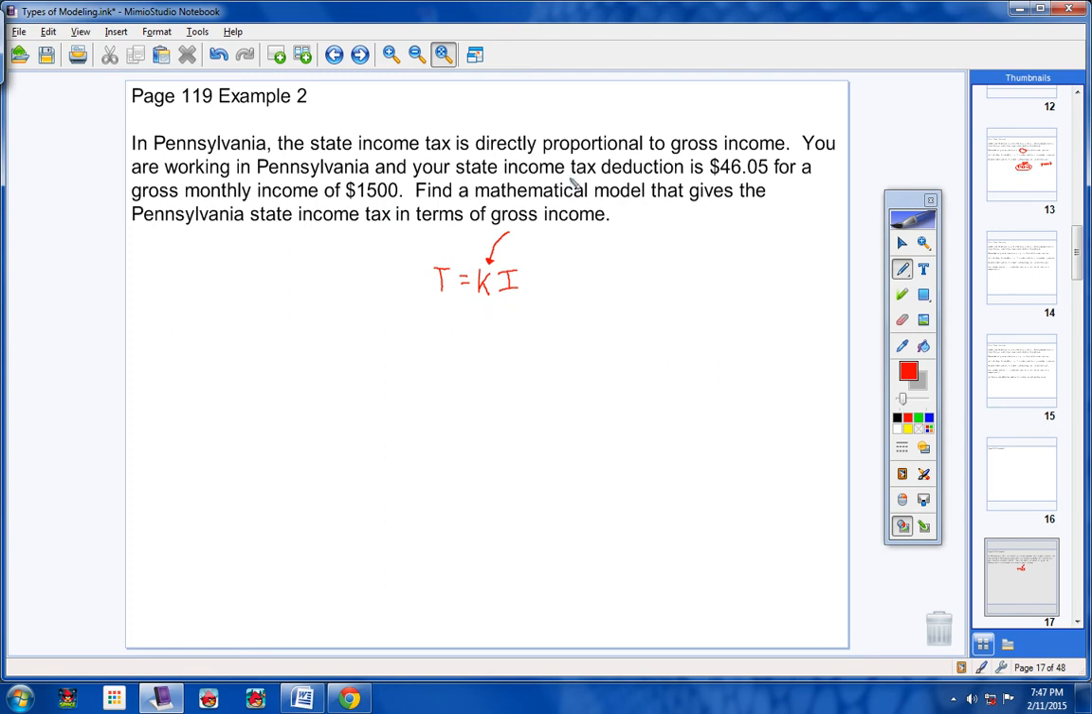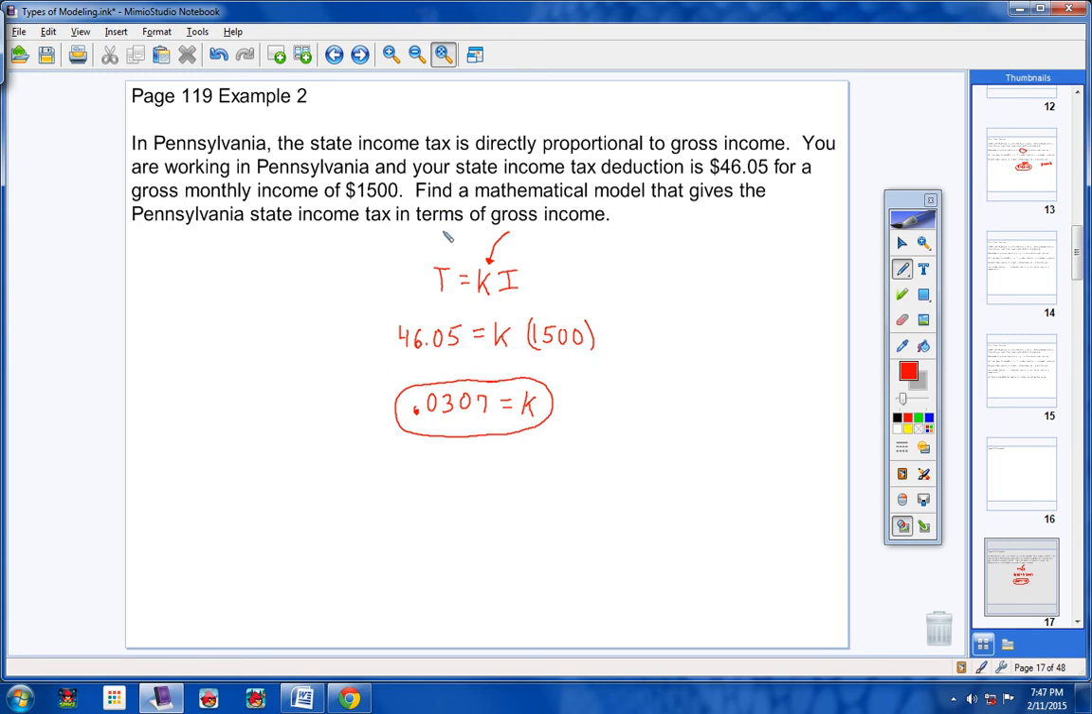Look, your state income tax deduction, so your tax is $46.05. So for T, I'm going to put $46.05. Your income is $1,500. Now, if we simply divide both sides by $1,500, you're going to get 0.0307. Now, a lot of students like to stop here and think that they're done. Well, to be honest with you, you did a great job of solving for k, but that's not all that I asked you to do.